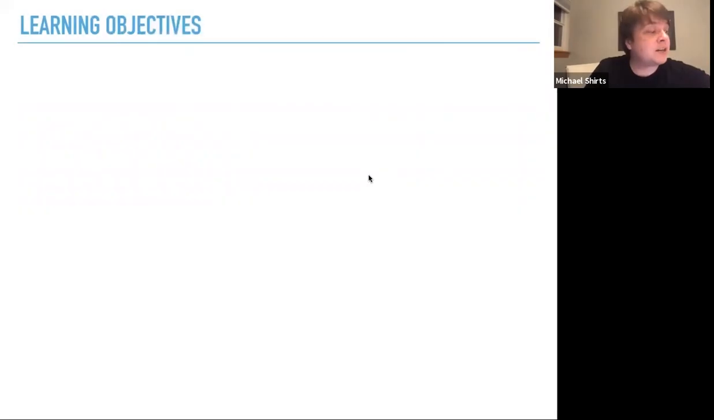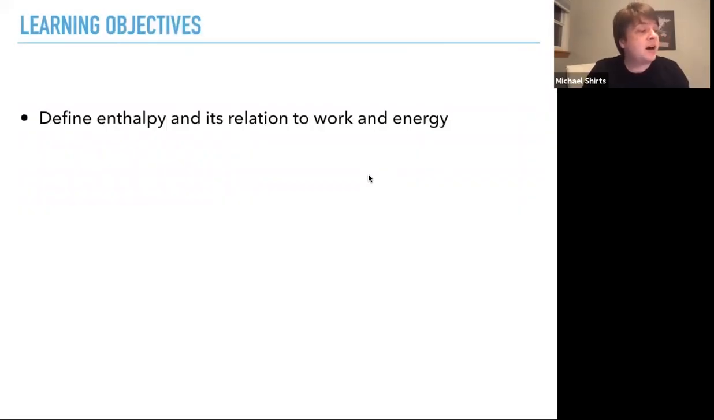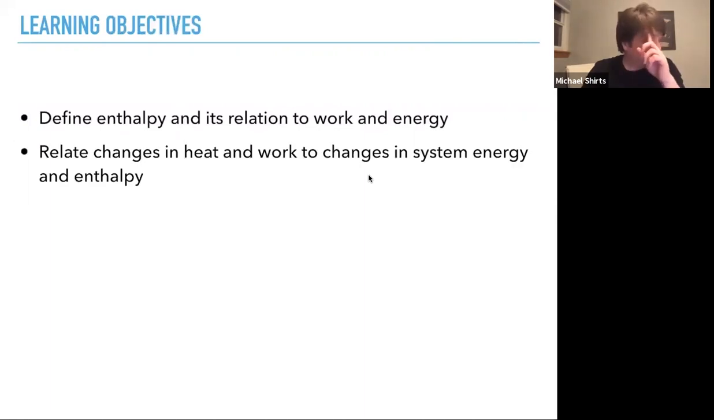All right, learning objectives for this segment. Define enthalpy and its relation to work and energy. Relate changes in heat and work to changes in system energy and enthalpy. So that's what we'll be covering, especially this idea of enthalpy and what that is.